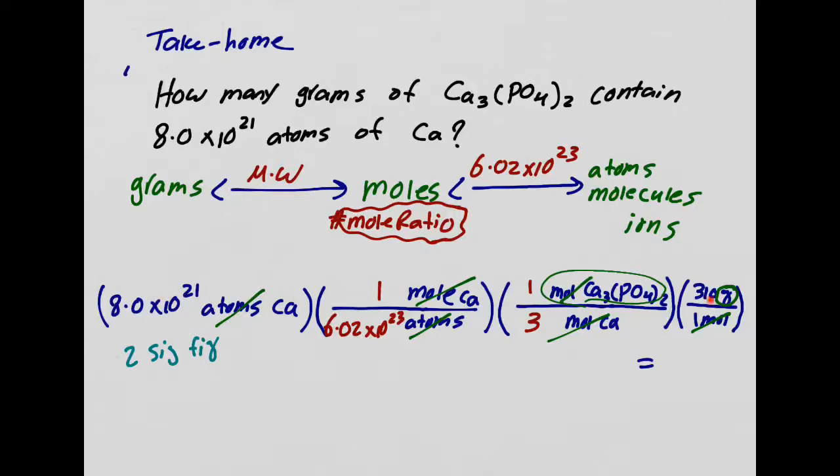You're going to multiply everything on top, divide by the bottom. So 8.0 times 10 to the 21st times 1 times 1 times 310 divided by 6.02 times 10 to the 23rd divided by 3. Now, here's the key. If you don't do this, you're not going to get the right answer in your calculator. Don't forget to put a parentheses around this. If you don't put a parentheses around this, your calculator is going to divide by 6.02 and then multiply by 10 to the 23rd. But everything has to be divided. So don't forget to put a parentheses around it.